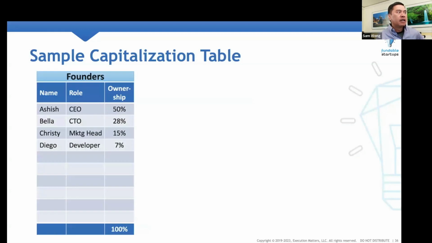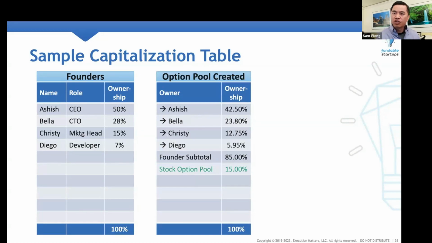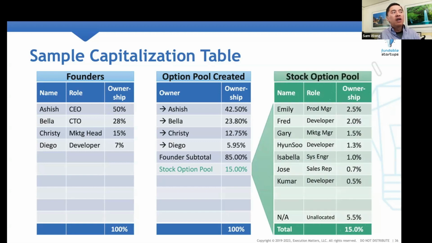Let's look at a simple cap table. You start with 4 founders, Ashish, Bella, Christy, and Diego. They agree to start the company, and this is what they agreed the ownership percentages to be. And this is way oversimplified, okay? And then let's say the company's doing well and they're planning to hire employees. The next thing to do is to create a stock option pool. For a traditional startup, you should create a pool of options where you will dispense share grants, option grants, to people that you hire as employees. So let's say this company is doing well, they're going to hire these 7 employees over the next 6 months, etc. So these are the names of the employees: Emily, Fred, Gary, Hunsu, Isabella, Jose, and Kumar.